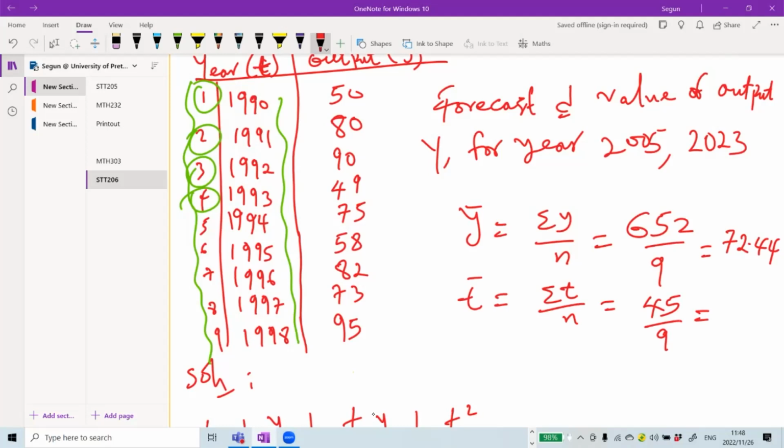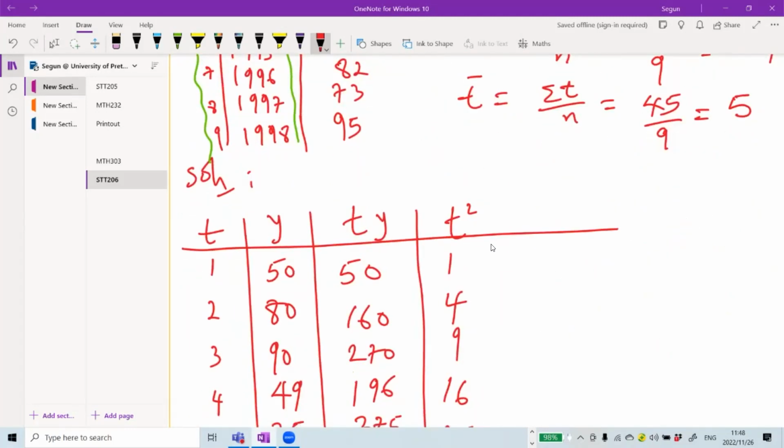What's the answer? 45 over 9. The answer is what? 5. So now we have 2. So now that we have this, we need to calculate our B. What is B in this case?